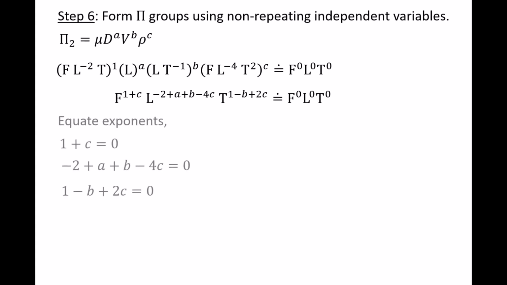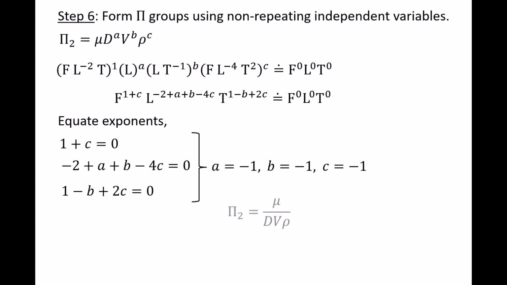So we equate the exponents and develop 3 equations, which are 1 plus c equals 0, negative 2 plus a plus b minus 4c equals 0, and 1 minus b plus 2c equals 0. We now have 3 equations and 3 unknowns, and solving for a, b, and c results in a equals negative 1, b equals negative 1, and c equals negative 1. Plugging the values of a, b, and c into the original equation for pi2, we obtain pi2 equals mu divided by d v rho.